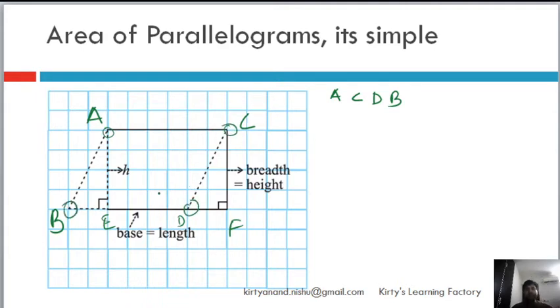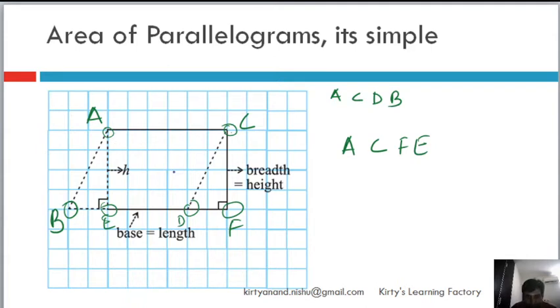ACDB. Okay. Eventually I will end up finding the area of rectangle ACFE. ACFE. And I will prove to you that these two areas are going to be the same. Fair enough? Fantastic. Let's move ahead. Okay. Let's not rub anything.